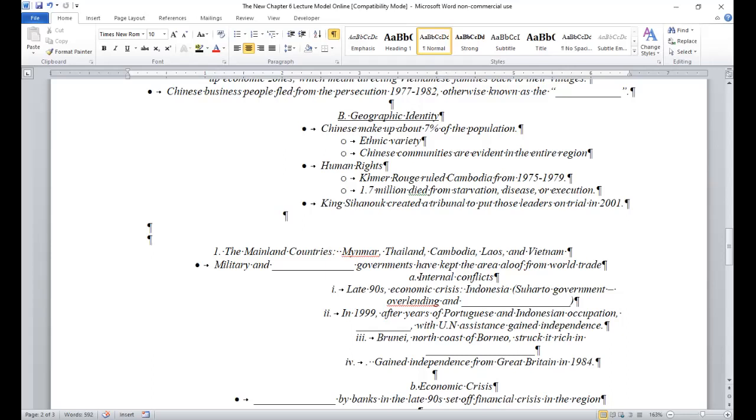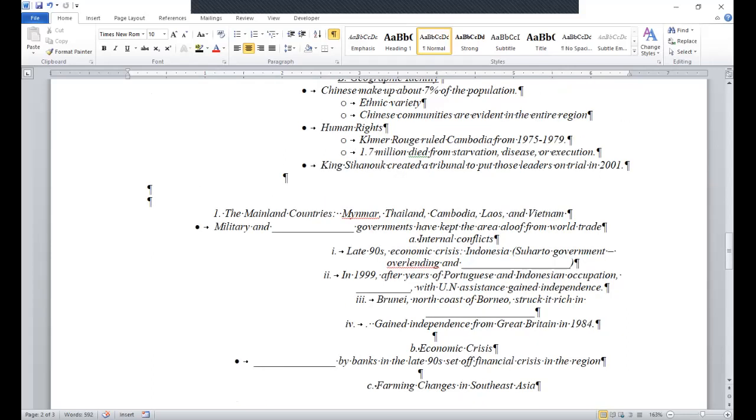King Sihanouk, to his credit, created a tribunal to put those leaders on trial in 2001. And you don't have to write this down. I'll just, again, as another FYI, I will add this, that these trials didn't begin until, I think it was 2007. And they were United Nations led. Most of the problem was, by that time, most of the Khmer Rouge leaders were dead, or they were in the process of dying. As of, I think it was 2012, 90% sure of that, only two of the top leaders were alive. Okay, but they were put in prison.